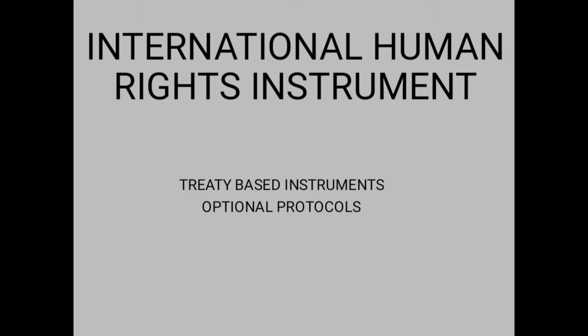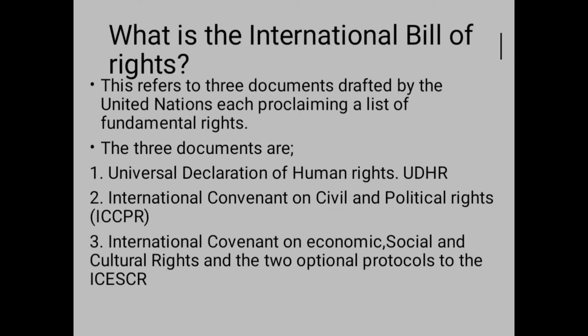So we will talk about the treaty-based instruments and the optional protocols. Let us start. What is the International Bill of Rights? This is very simple. It only refers to three documents adopted or drafted by the United Nations, each proclaiming a list of fundamental rights. So we have three documents here, and each has a list of fundamental rights.